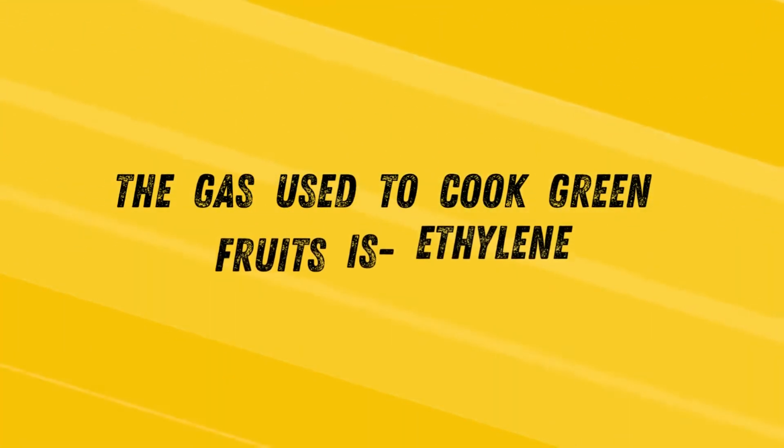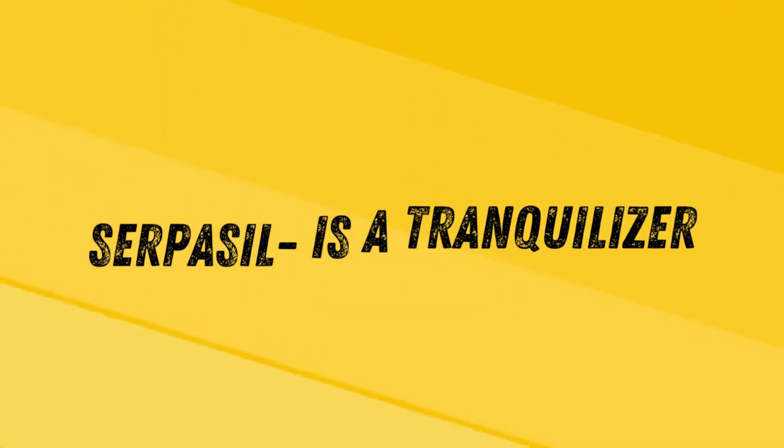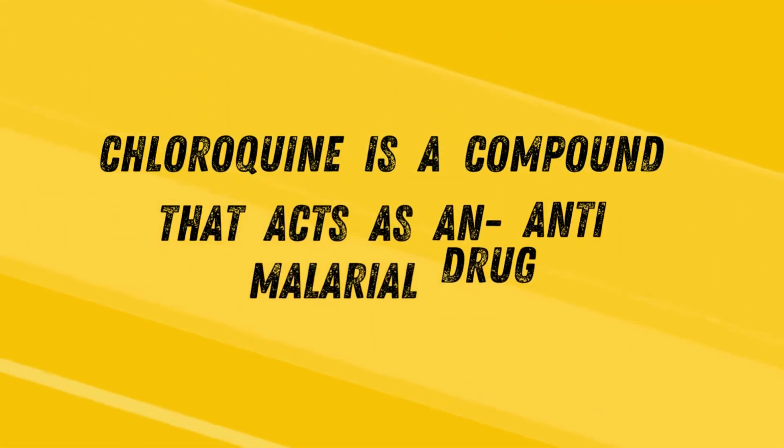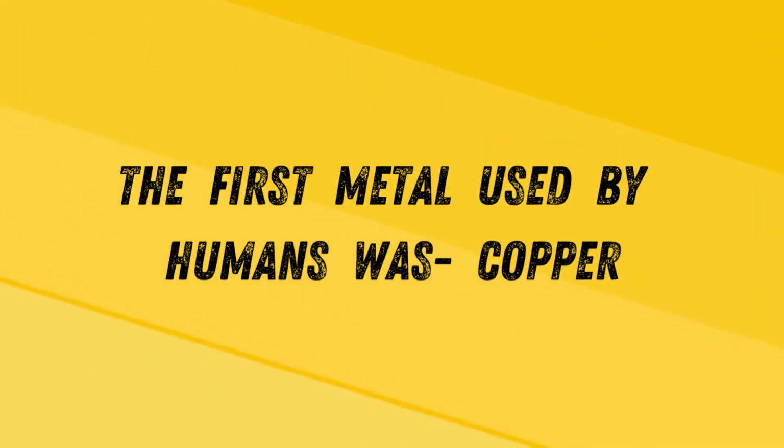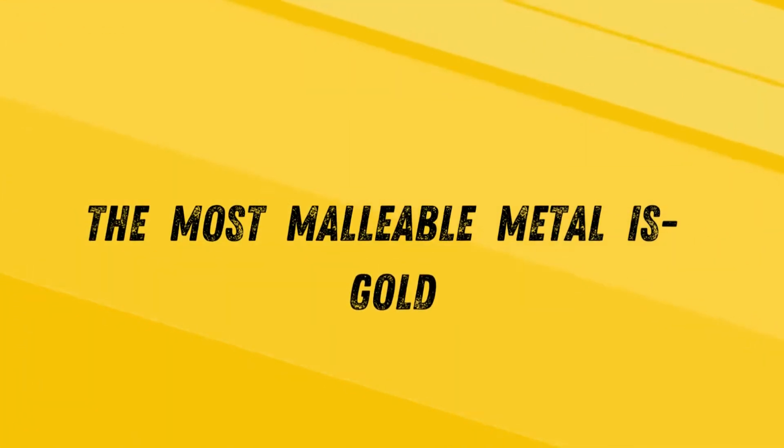The gas used to ripen green fruits is ethylene. The primary gold purity is 24 carats. Serpasil is a tranquilizer. Chloroquine is a compound that acts as an anti-malarial drug. The first metal used by humans was copper. The most malleable metal is gold.